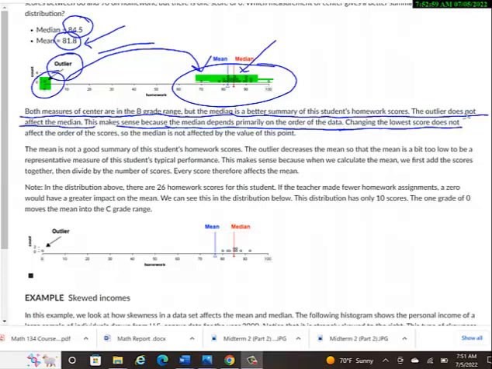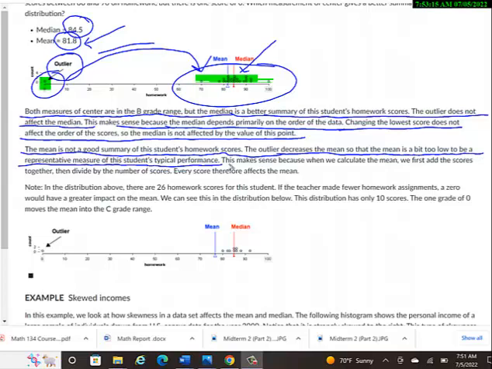Changing the lowest homework score does not affect the order of the scores, so the median is not affected by the value of this point. The mean is not a good summary of this student's homework scores. The outlier decreases the mean so that it is a bit too low to be a representative measure of this student's typical performance. This makes sense because when we calculate the mean, we first add all the scores together, then divide by the number of scores.